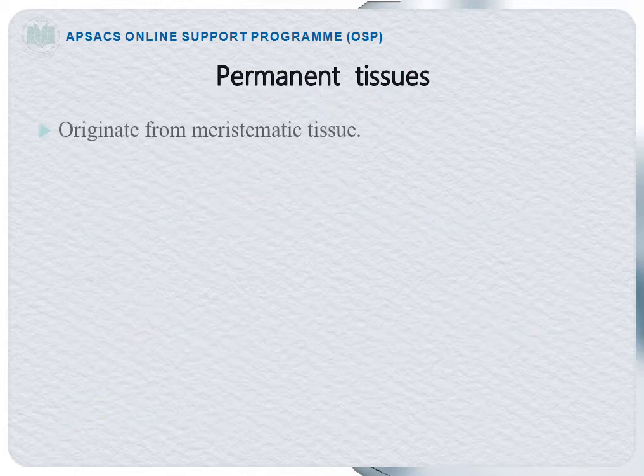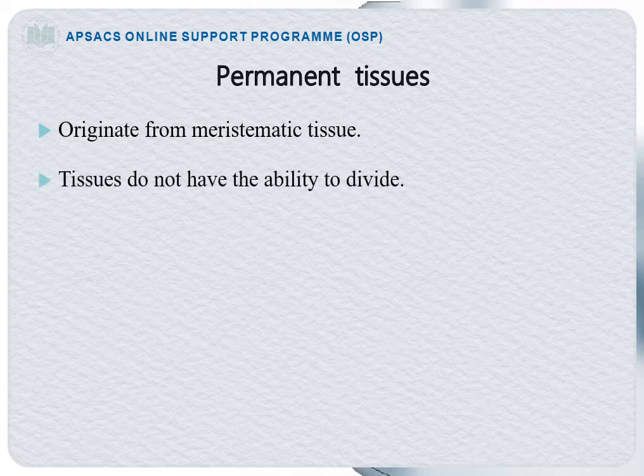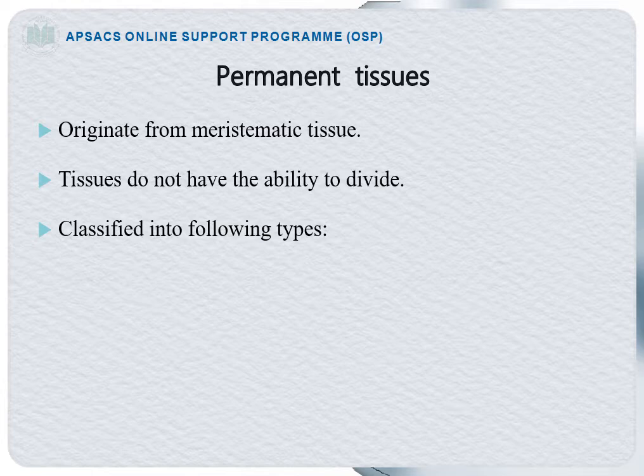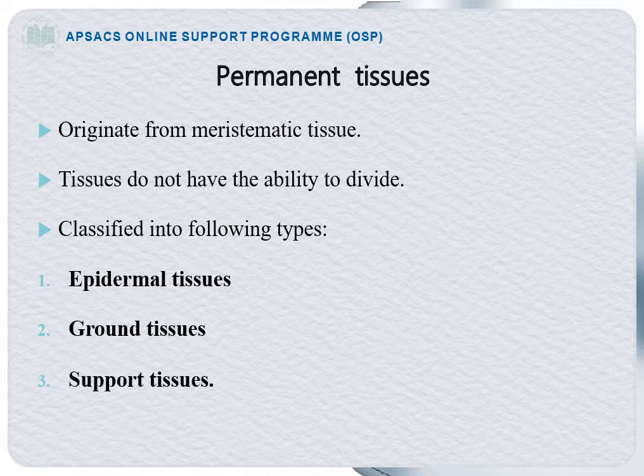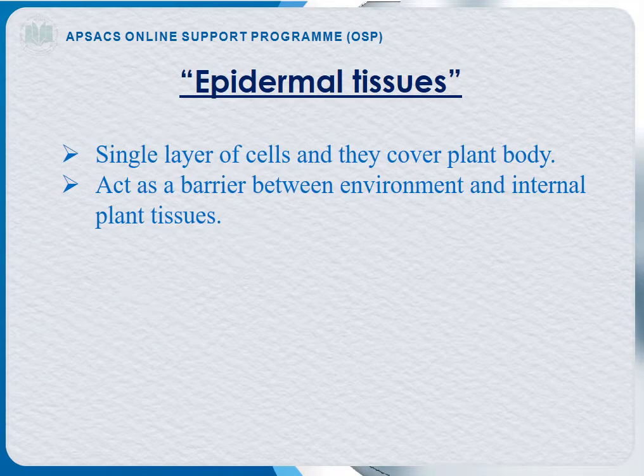Permanent tissues. Permanent tissues originate from meristematic tissue. The cells of these tissues do not have the ability to divide. They are further classified into the following types: epidermal tissues, ground tissues, support tissues. Let's discuss the epidermal tissue. Epidermal means over skin. It is a Greek word which means over skin.